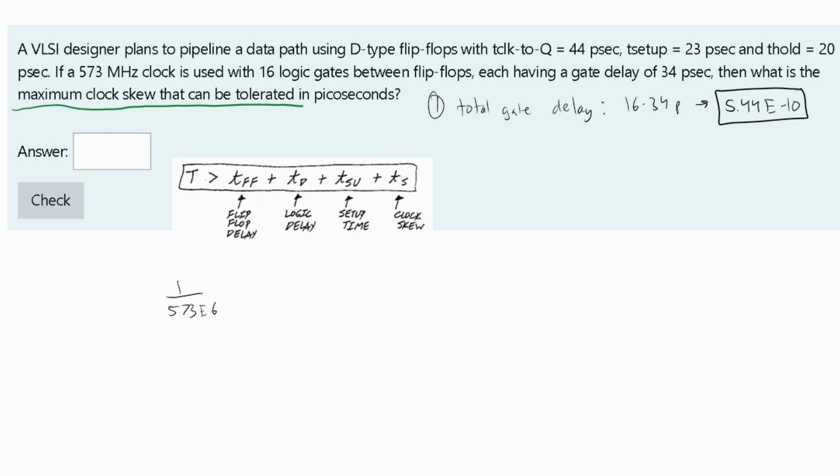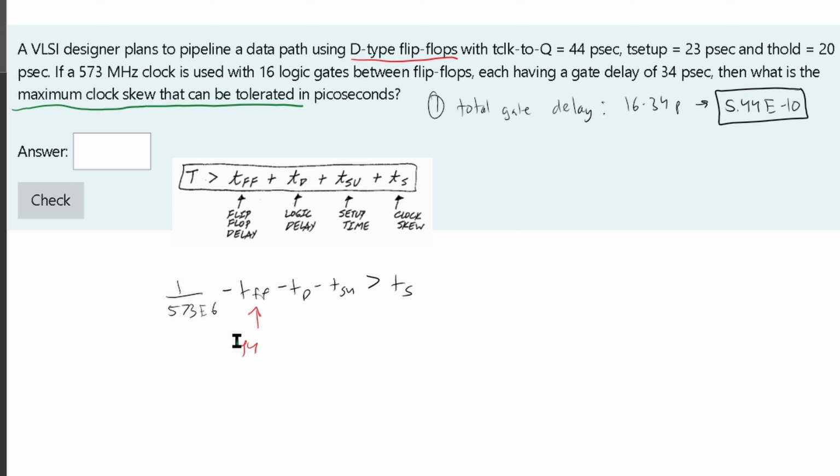Now we want to find the clock skew, right? That's our overall answer. So we're just going to move everything over to the other side. So minus TFF, and then minus TD, minus TSU. This has to be greater than our TS, and that's going to be the answer. So for our TFF, this is simply going to be the D-type flip-flop delay. So for this one, it's just going to be 44 picoseconds, and remember a pico is just equal to 10 to the negative 12.